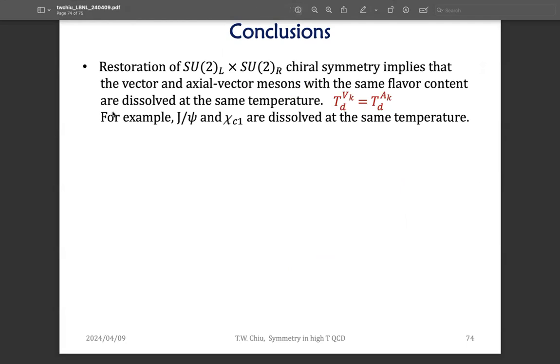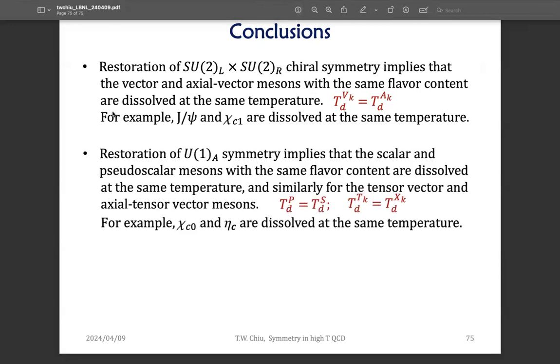Besides that, I would also like to point out that the restoration of the SU2 × SU2 chiral symmetry implies the vector and axial vector with the same valence content are dissolved at the same temperature. This comes directly from the symmetry. As long as it's restored, they will be dissolved at the same temperature. So the J/psi and the Chi C1 are dissolved at the same temperature. This can be verified experimentally.